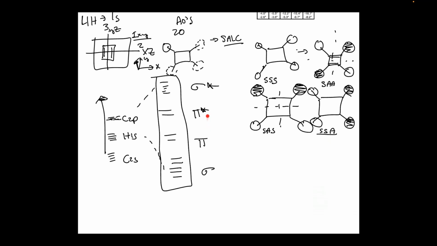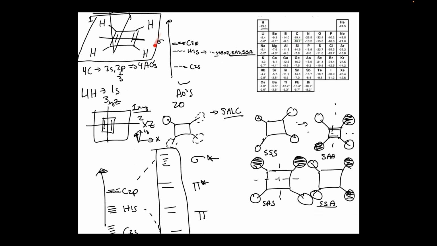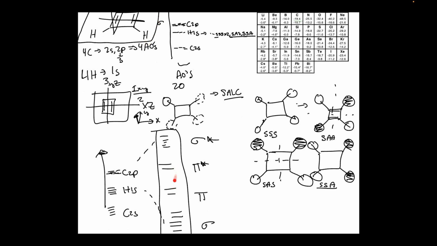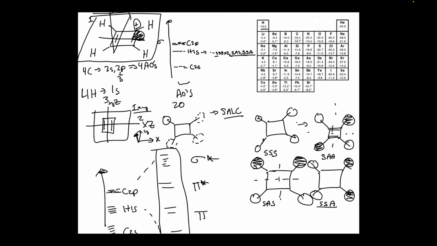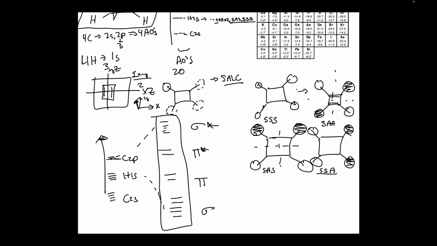Because of the different symmetries, the sigma framework, which is symmetric with respect to this plane of the paper, and the pi framework, which is anti-symmetric with respect to the plane, right? Each of these p orbitals that I have is going to be anti-symmetric here. It's got a positive lobe up here and a negative lobe down there, so these are all going to be anti-symmetric there. So I can make that clean separation into a sigma framework that describes all my sigma bonds that are symmetric with respect to the plane of the paper, and the anti-symmetric ones.